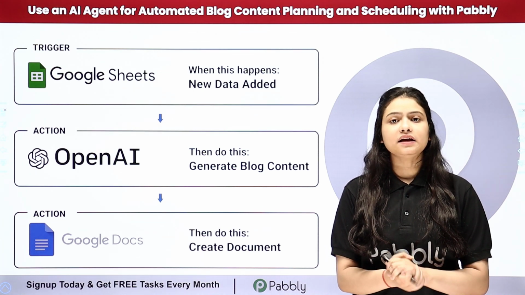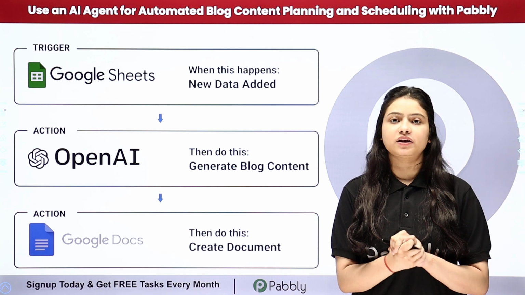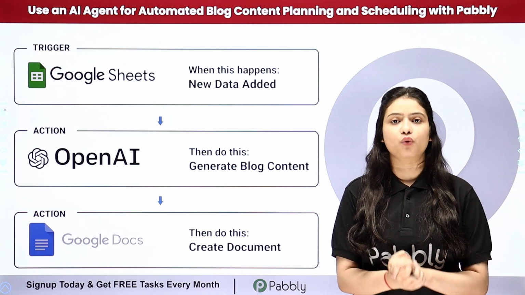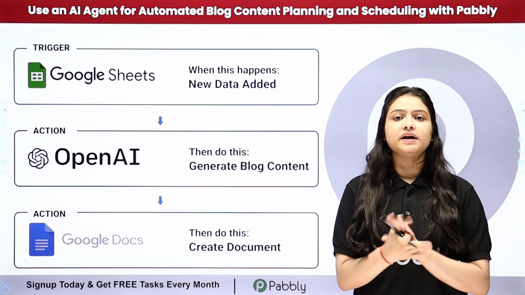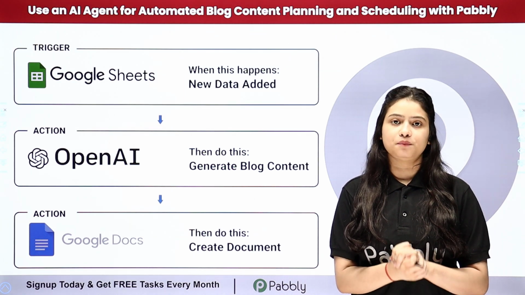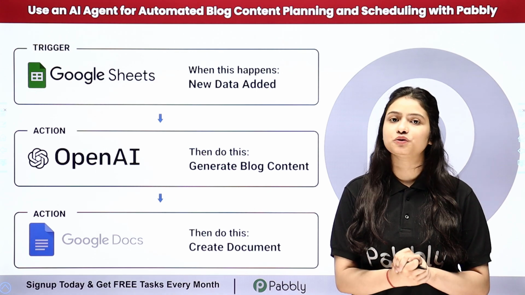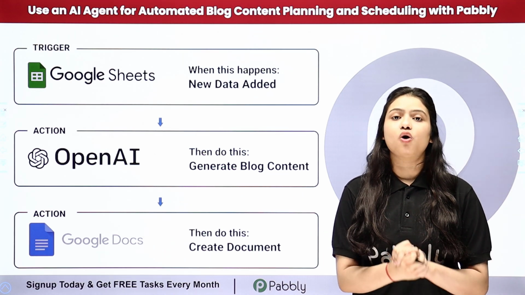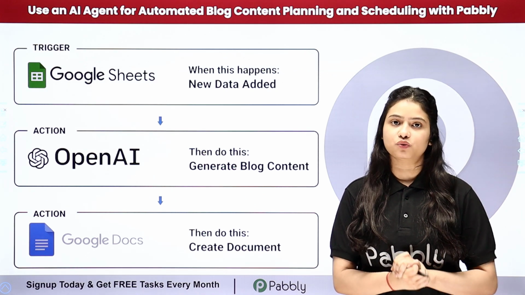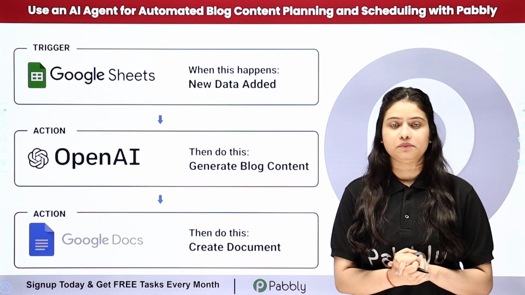So now I am maintaining a spreadsheet which contains the details of my clients' requests related to their business requirements, the type of blog which they want, and the target audience. On the basis of these details, I want to generate the blog. So here I am going to generate them automatically with the help of an AI agent, that is OpenAI, and automatically the blogs generated are going to be added in my Google Docs for further review by my team members.